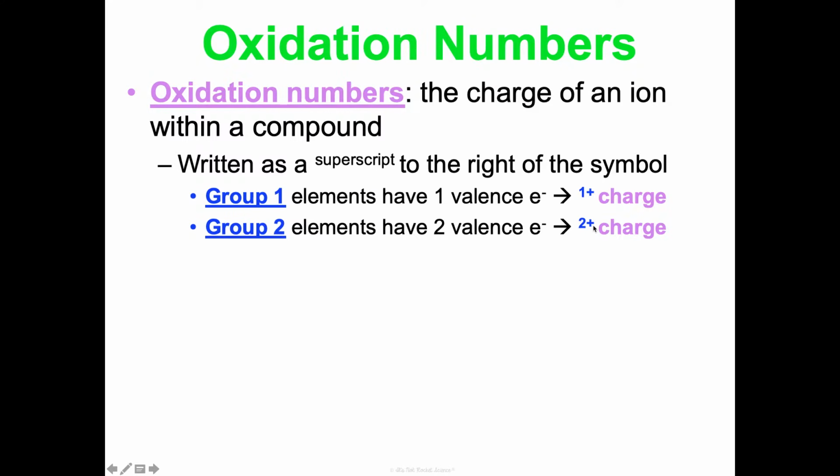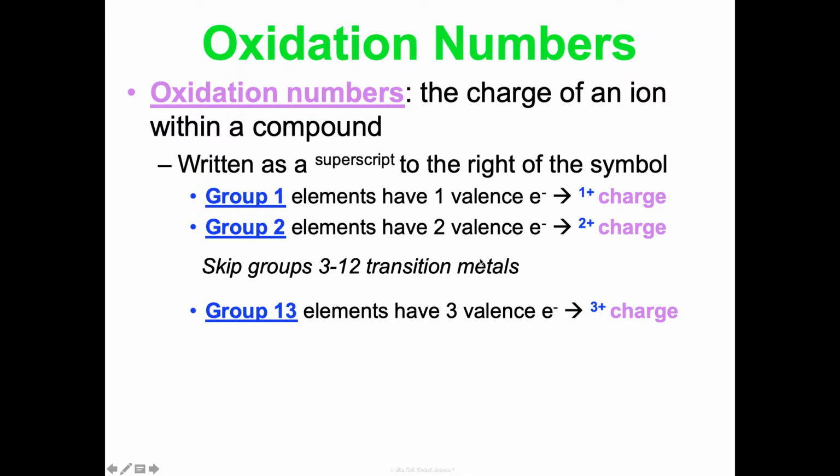Group 2 will form 2+ because they're going to lose those 2 electrons to be stable. Now, transition metals, groups 3 through 12, can transition and have different oxidation states, so we're going to skip those for now. Group 13 are going to be the 3+.